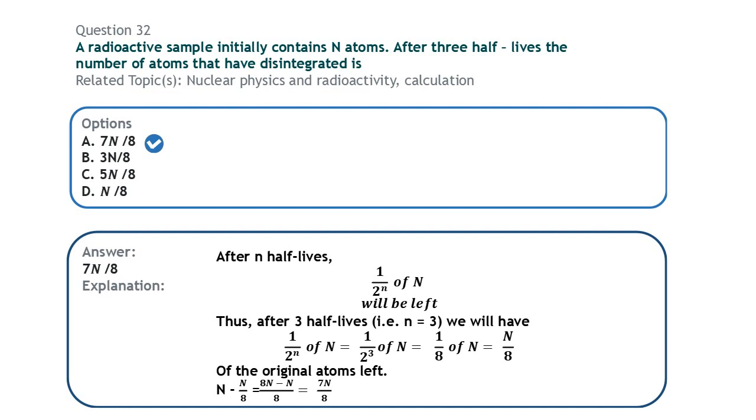The next part is the number of atoms that have disintegrated. Now this is what is going to be left. How do you now get what has disintegrated? That will be N minus what is left, N minus N over 8, and that will give us 7N over 8.